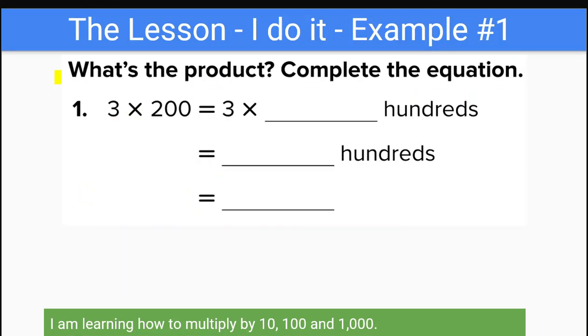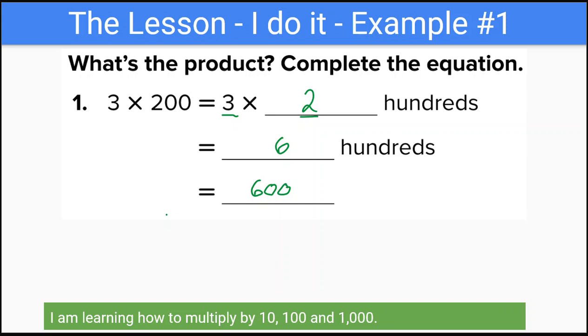It says, what is the product right here? Well, let me get a pen and let's do this one together. It says 3 times 200 equals 3 times 200s, right? Well, 3 times 2 is 6. So 3 times 200s is 600s. And 600s is written like this, 600, right? Okay, kids, you're learning how to multiply by tens, hundreds, and thousands today.